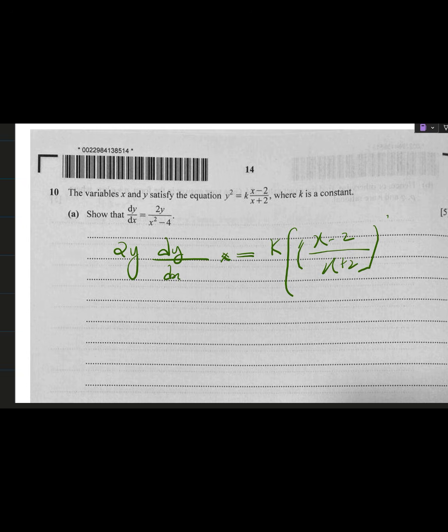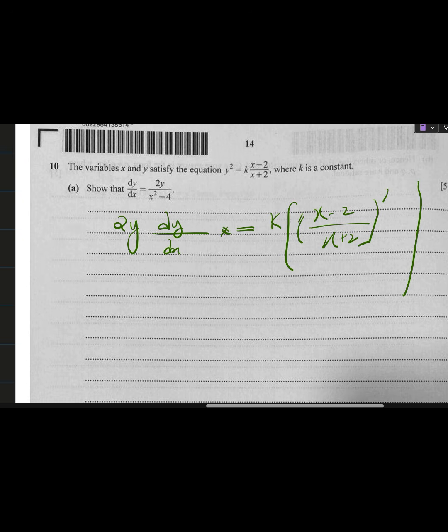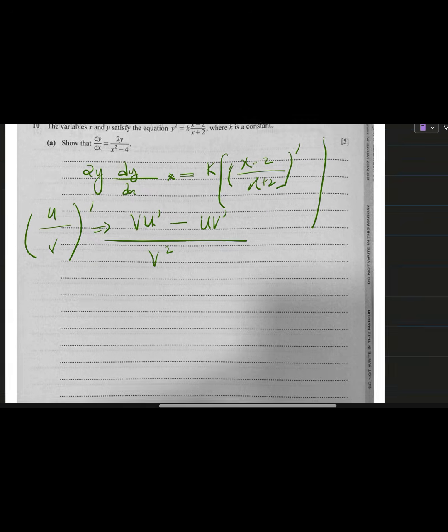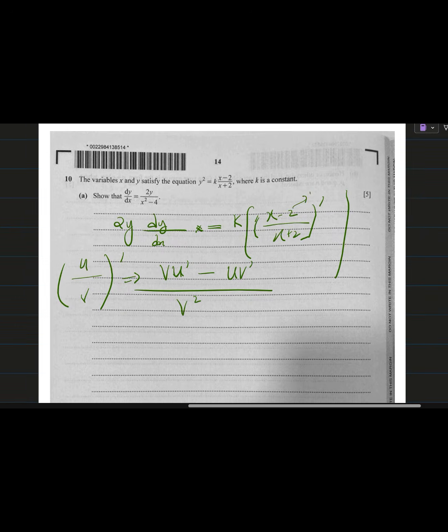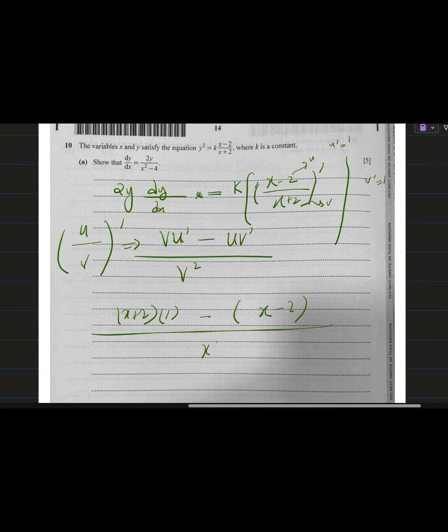So we can use the quotient rule over here. The quotient rule states that the differentiation of u over v would be v times the differentiation of u minus u times the differentiation of v, divided by v squared. So this would be u and this would be v. The differentiation of u would be 1 and the differentiation of v would be 1 as well. So it is (x plus 2) multiplied by 1 minus (x minus 2), divided by (x plus 2) whole squared. This would be the derivative, and then we'll multiply k as it is.